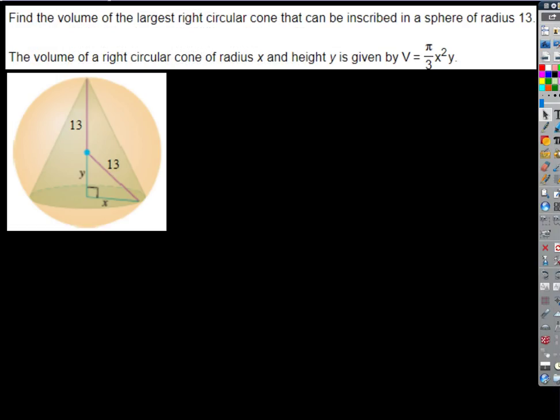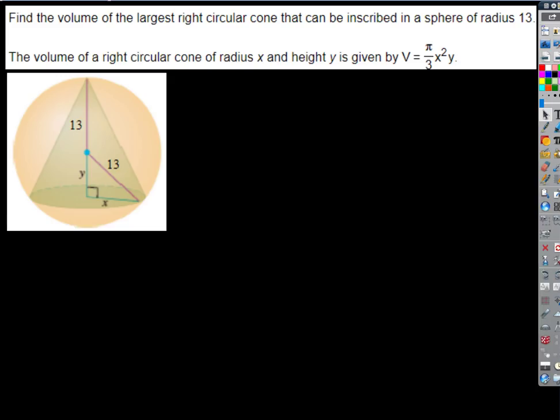Okay, so what about this? You guys understand what it means to be inscribed in a sphere, right? The biggest one that'll fit completely inside the sphere. Okay, so we've got, what are we trying to minimize or maximize? Volume. So the volume of a cone.